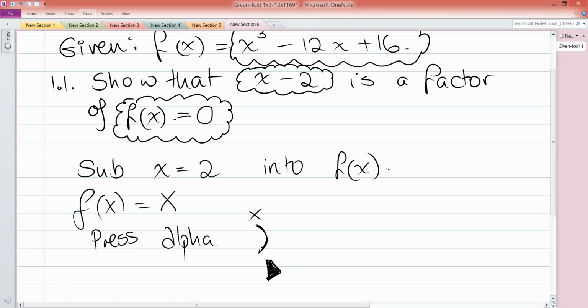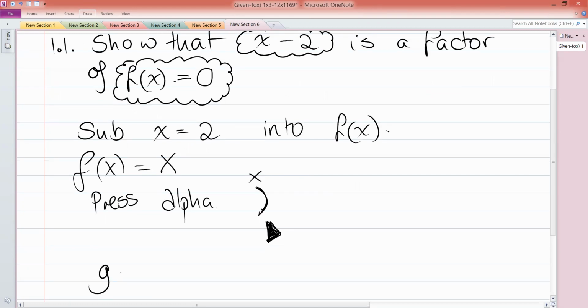Then press equals. After you press equals, you'll get to a point where it says g of x. Then press equals again. Now it's going to give us a start. Remember, by g of x, you're not punching in anything. You leave it blank, just press equals.